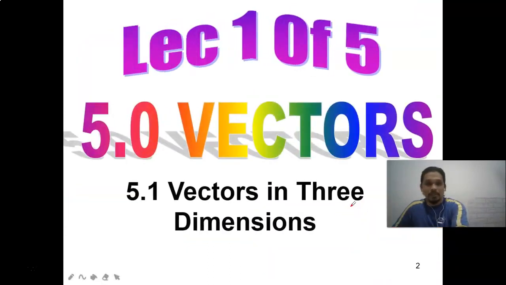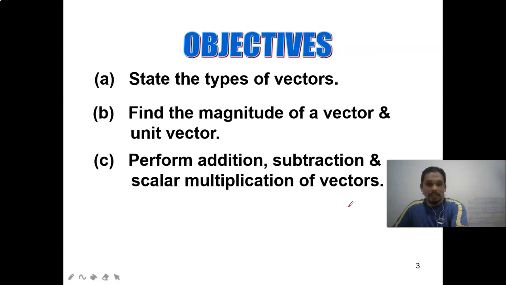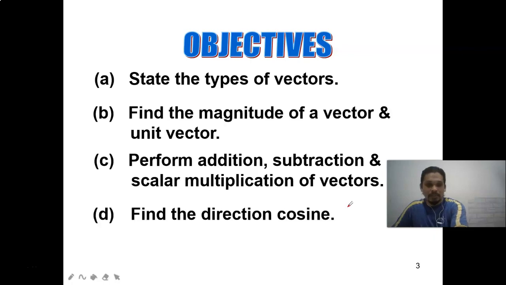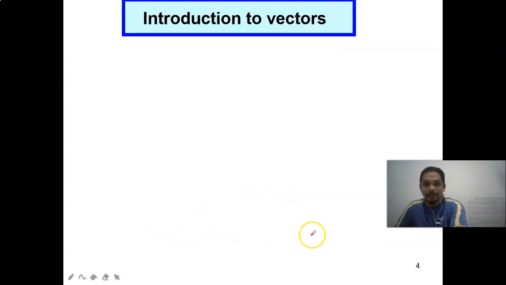So we begin with the first part of the lecture here, vectors in 3 dimensions. Okay, so please refer to your lecture notes. So in this part, we're going to look at the types of vectors, the magnitude, perform addition, subtraction, and scalar multiplication, and also find the direction cosine.